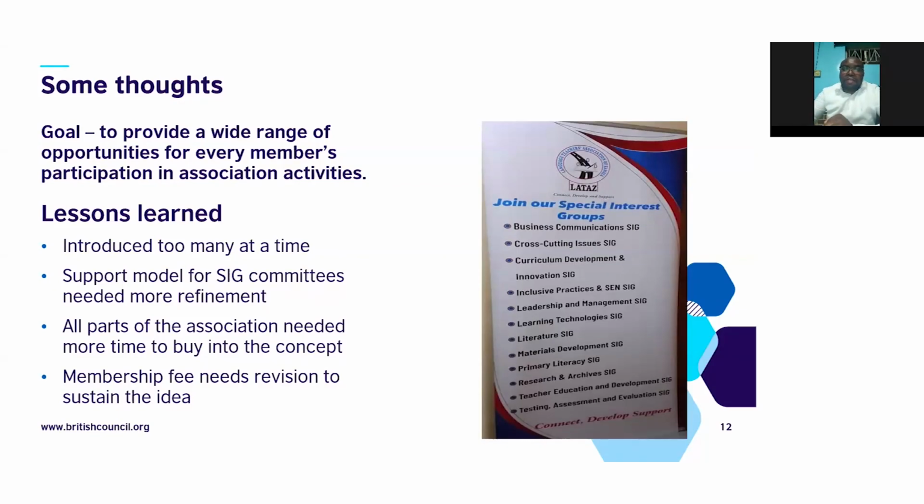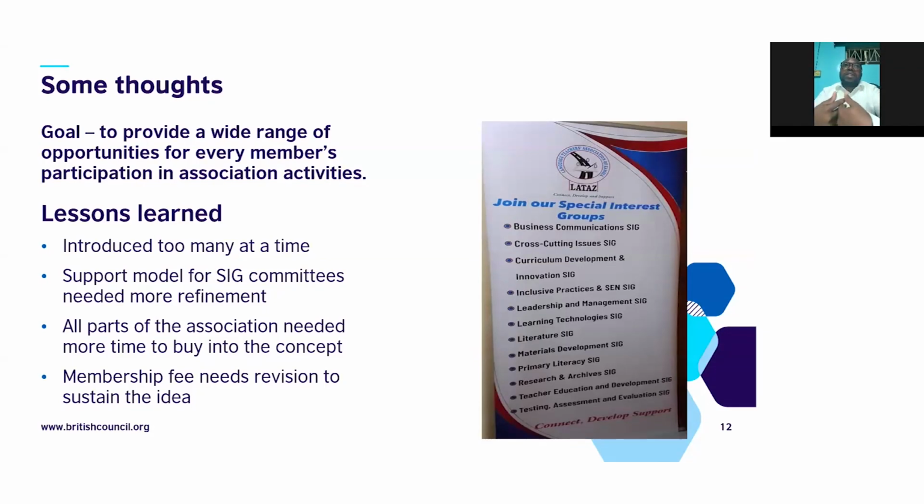Some of the lessons we learned are that we could have limited the number that we introduced at a go. Maybe half the number that we did could have been easier for us to manage. So we were a little bit over ambitious, and that was what we learned. And also, probably the support model in terms of finances for the committees and other logistical support could have been done a little bit better.